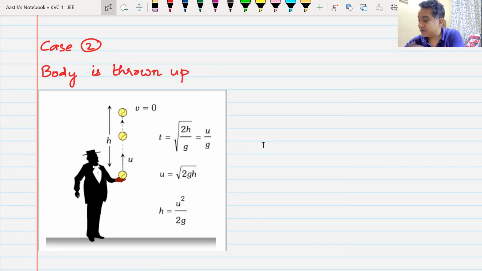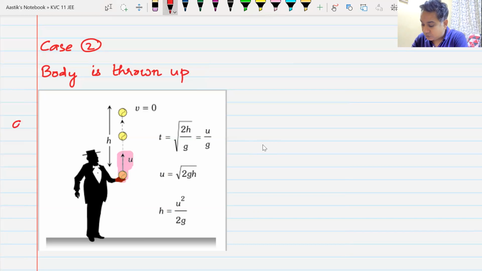A body is thrown up. Tell me what all things would be known to us. When I throw the body up, generally what all things are known to us? We will know this initial velocity u, yes or no? This is the velocity with which we throw the ball up, yes or no? Please raise your hands so that I know that u would be known to us. Generally, I'm talking generally. There can be a question where u is unknown, but generally u is known.